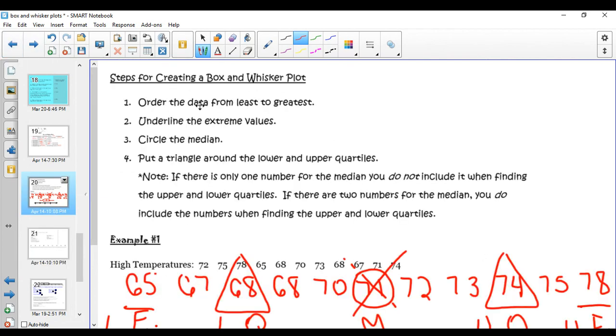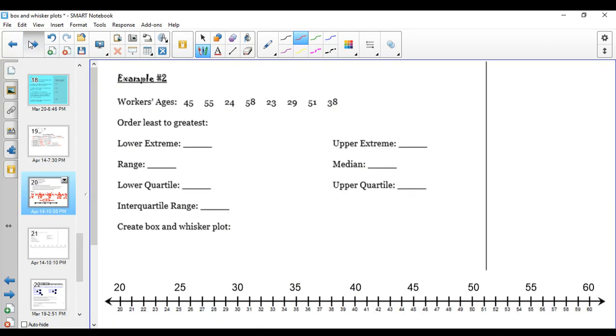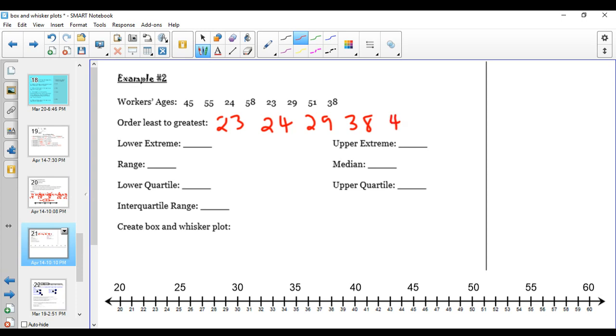Step 1, order the data from least to greatest. Okay, so we're going to do that step together. Hopefully I can fit all of it in this space here. So 23 was the youngest person, then we had 24. Next would be 29. Then 38, then 45, 51, 55, and 58. So we took care of ordering them from least to greatest.